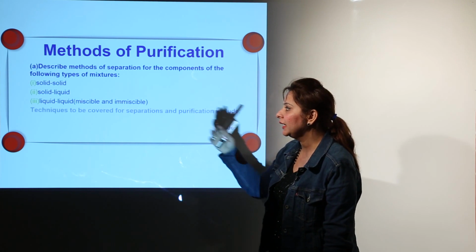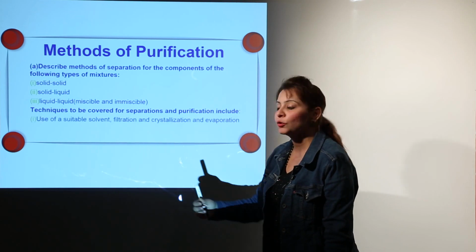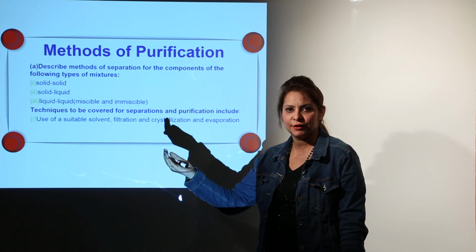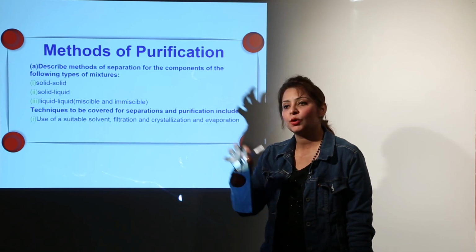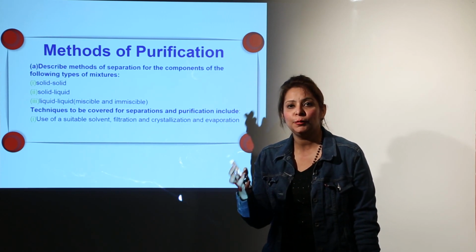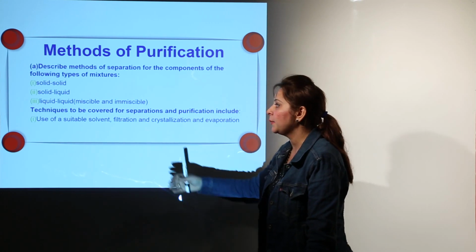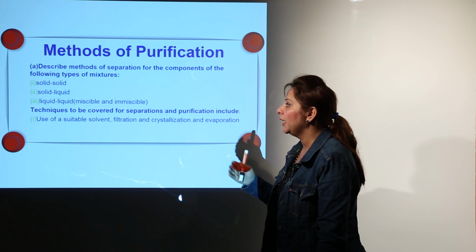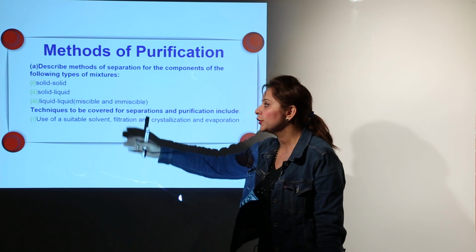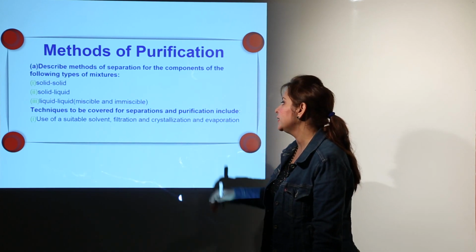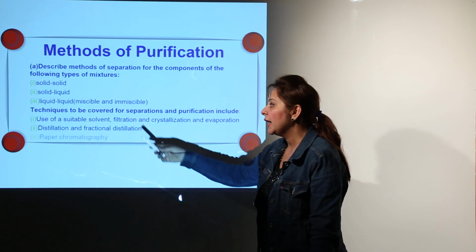So we have different techniques which we can use to separate the solute and solvent. Like we can use a suitable solvent, as we'll be doing later, in which we dissolve the components, and one will be soluble and the other won't be soluble. There are different processes and principles involved in these separations that we'll be taking up later. But before that, I want you to be familiar with the terms involved. That is the use of a suitable solvent, filtration, crystallization, evaporation, distillation, fractional distillation and paper chromatography.